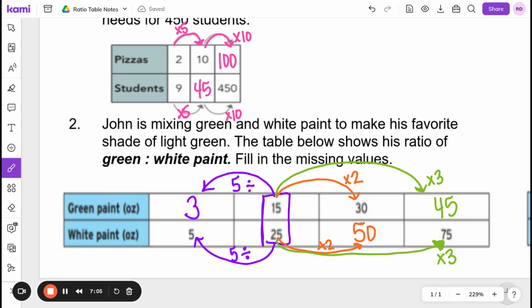So again, your ratio tables are a way to organize a bunch of equivalent ratios. You always have to apply the same rule to the top and the bottom. And you're always looking for missing values. My advice would be to make sure you start with the completed ratio given. So down here in this second example, I started with 15 over 25 because I didn't make a math error when getting those numbers. Those numbers were given to me.